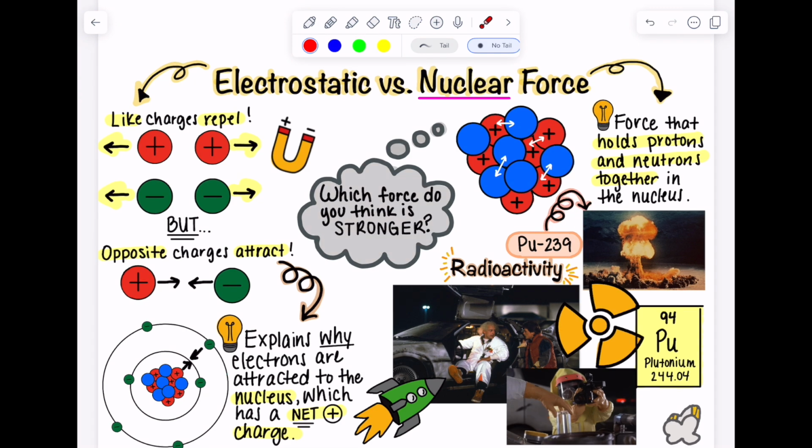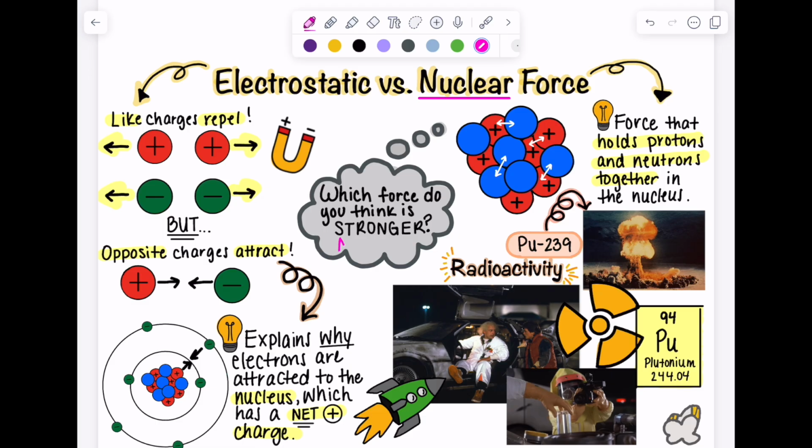Now here's a question for you. Which force do you think has to be stronger? Electrostatic or nuclear force? You see, if the nuclear force weren't stronger than the electrostatic repulsion, the nucleus couldn't stay together at all. So yes, the nuclear force is stronger.